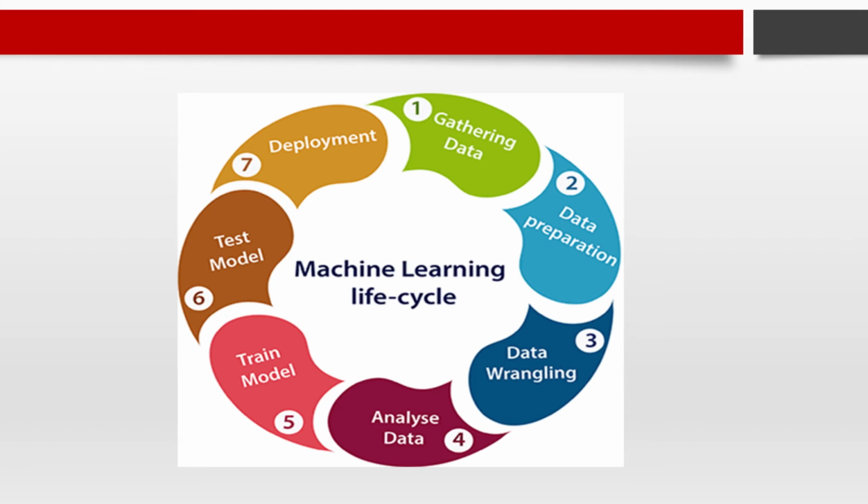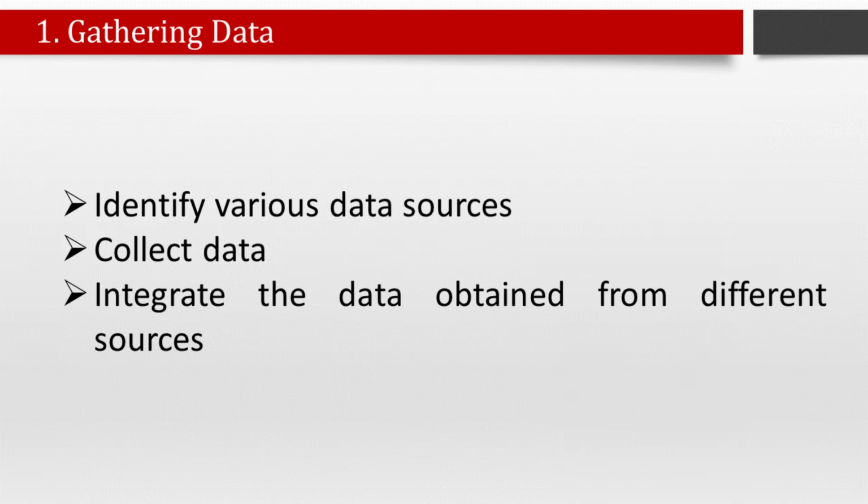In this complete life cycle process, to solve a problem, we create a machine learning system called a model, and this model is created by providing training. But to train a model, we need data. Hence, the life cycle starts by collecting the data. So let's discuss one by one. The first one is gathering data.